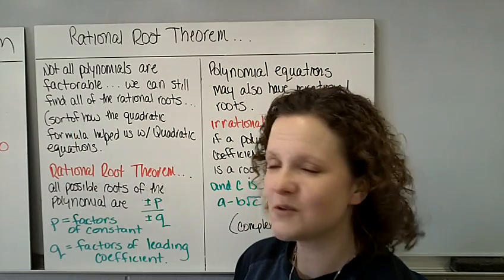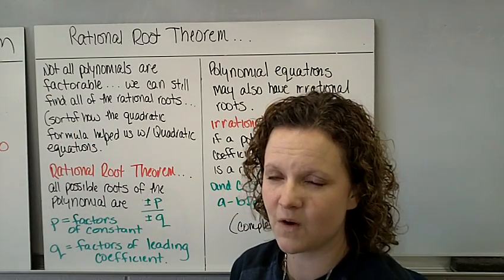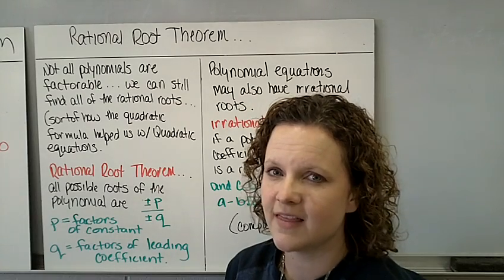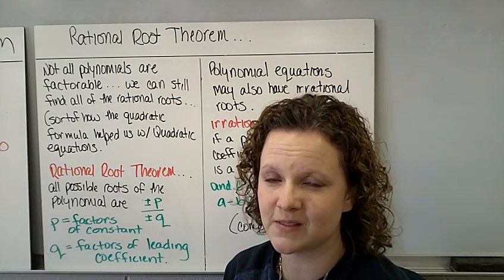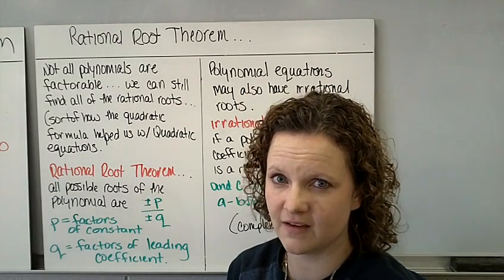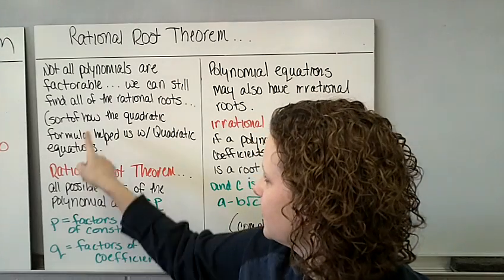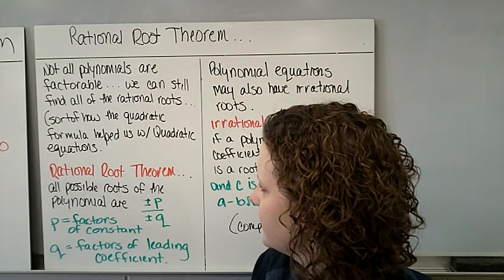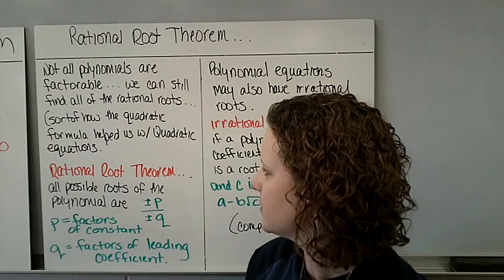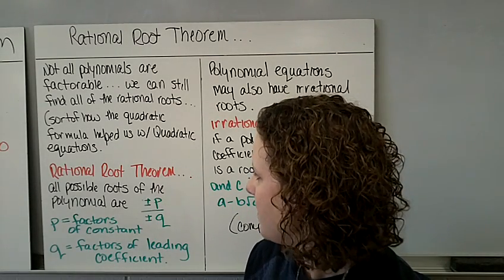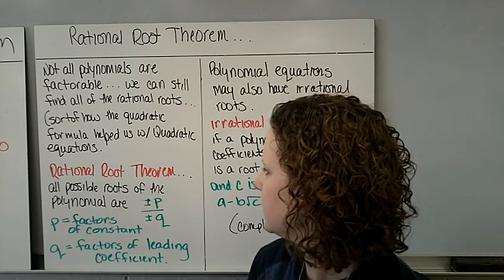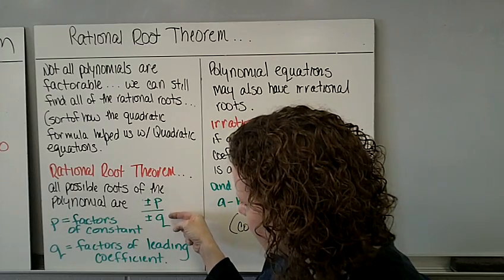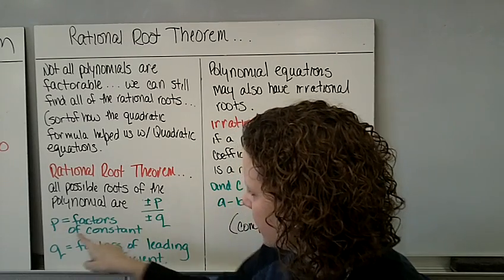I've put in a note, sort of how when we did quadratic equations, that quadratic formula was the way that we could find the roots of anything, no matter what. So sort of how the quadratic formula helped us with quadratic equations. The first one is the rational root theorem. All possible roots of the polynomial are plus or minus p over plus or minus q.